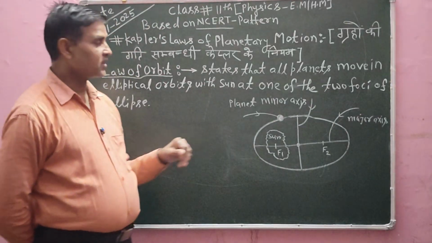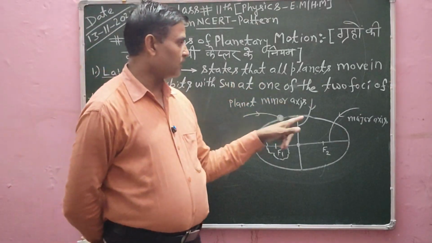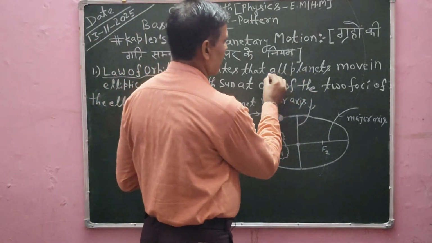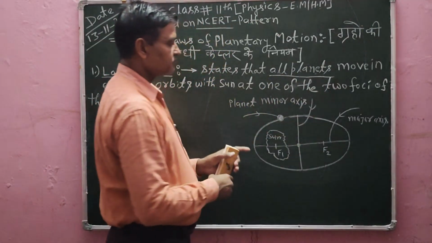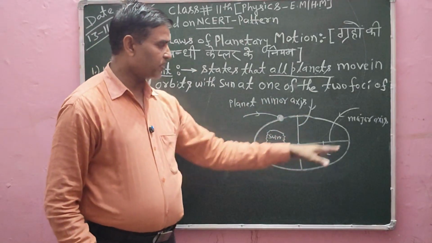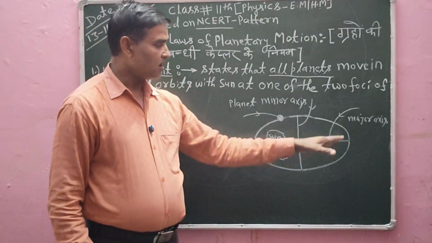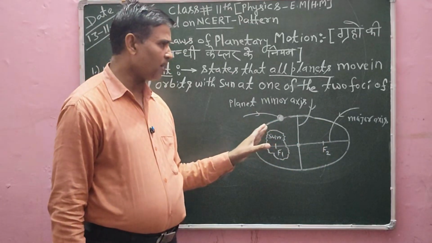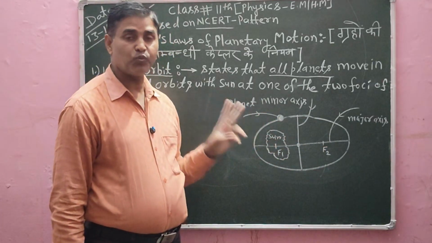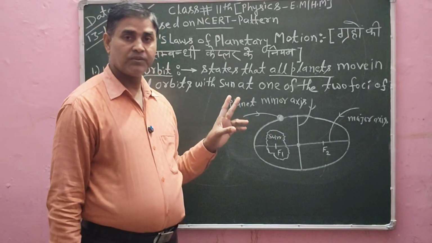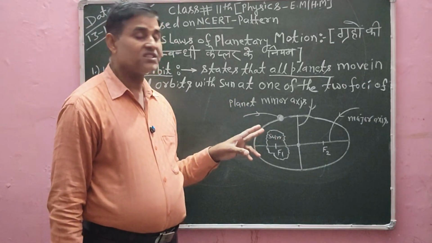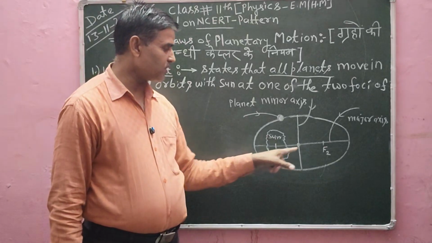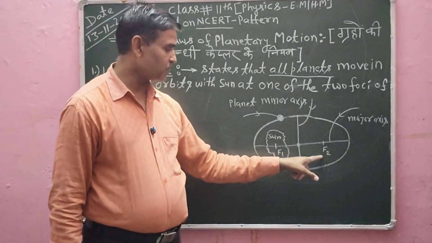It means that all planets which are moving on an elliptical path, but this ellipse has two foci. Foci is the plural noun and focus is the singular noun. So here there are two foci. One focus is F1 and the other focus is F2.